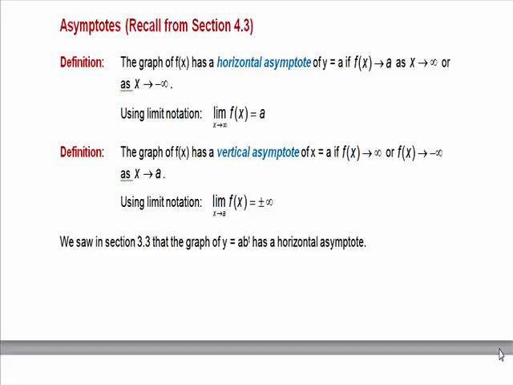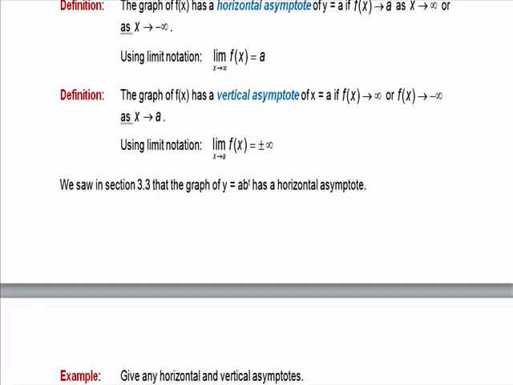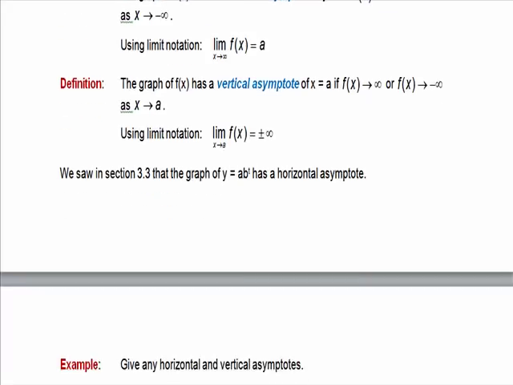We actually saw earlier on that y equals a times b to the t has a horizontal asymptote. And what we will learn here is that log x has a vertical asymptote.